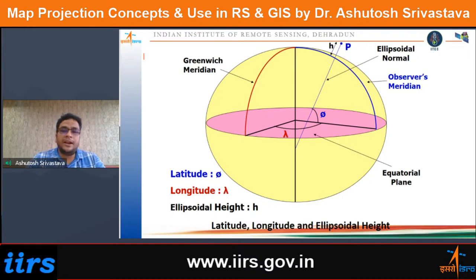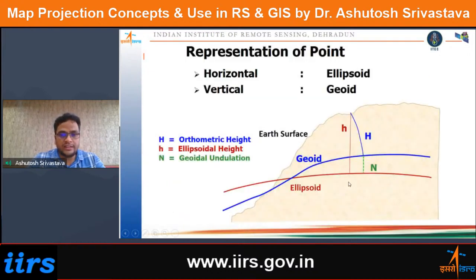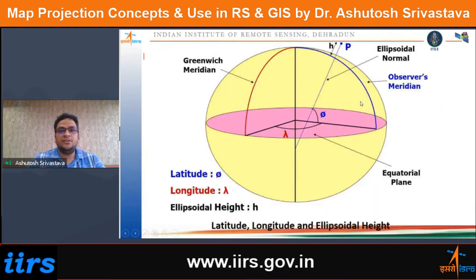Now if you see the perpendicular distance from the surface to the point P, this is basically the ellipsoidal height. Generally we were discussing it as small h. So h is the ellipsoidal height. Now when you draw a perpendicular, somewhere it will cut the surface of the earth, and from there one meridian will pass. That is called the observer's meridian.